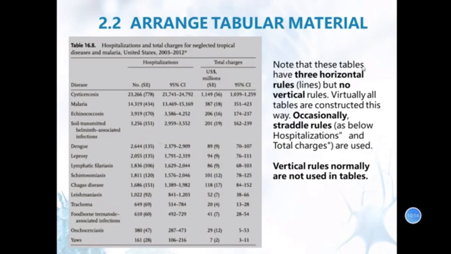Note that these tables have 3 horizontal rules, but no vertical rules. All tables should be constructed this way. Occasionally, straddle rules, like here, are used. They are not often used, but occasionally straddle rules can be used. Vertical rules normally are not used in tables.